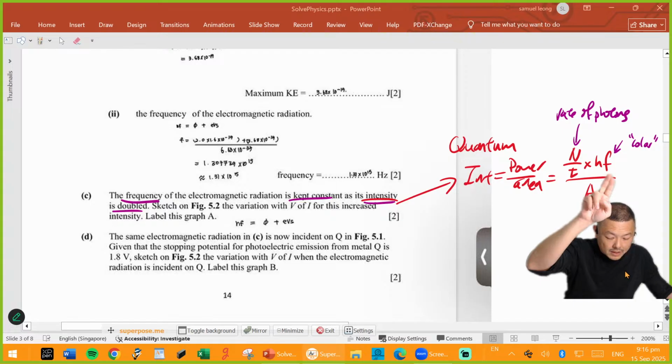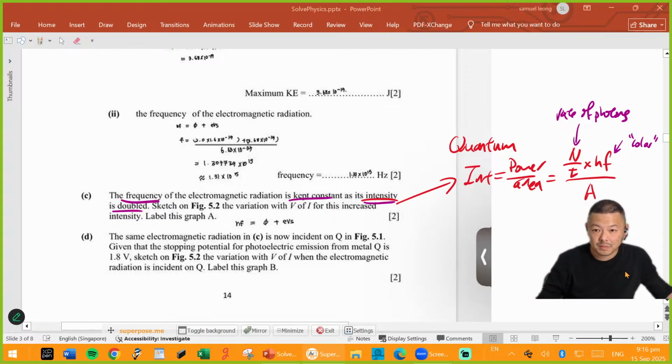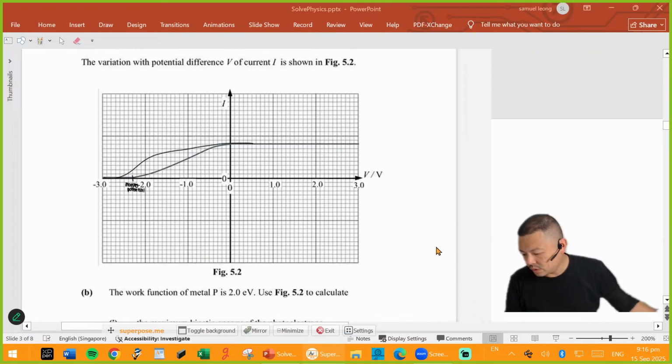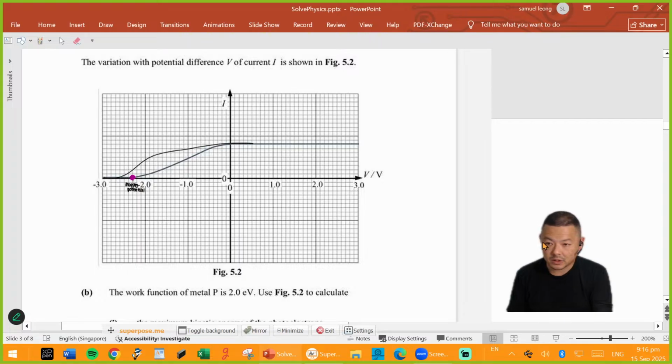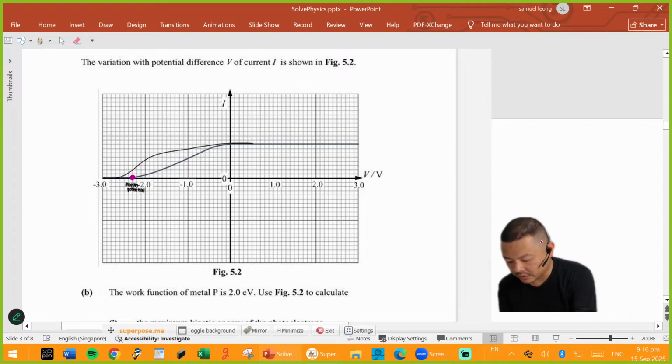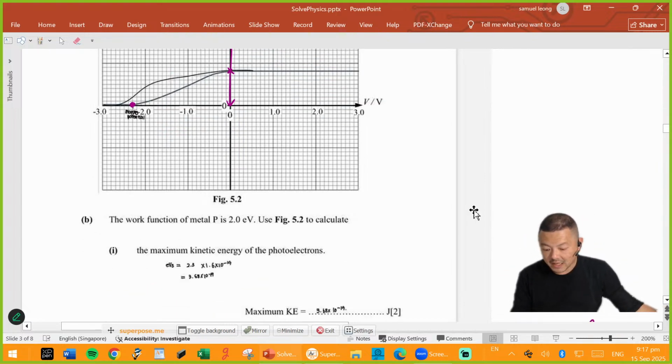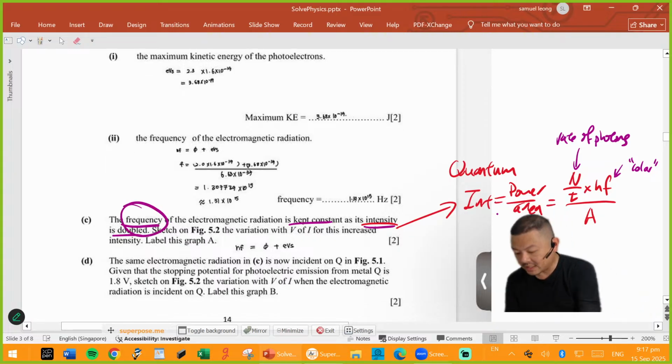If you keep the same frequency, the stopping voltage is still the same, because the stopping voltage depends on the energy of the photon, which depends on the frequency of the light. So it will have the same stopping voltage, but you have double the rate of photons, which means you will have double the current, double the number of photoelectrons. So whatever number of grids you have here, you double that, and then you draw the graph like that. Because we keep the frequency the same.